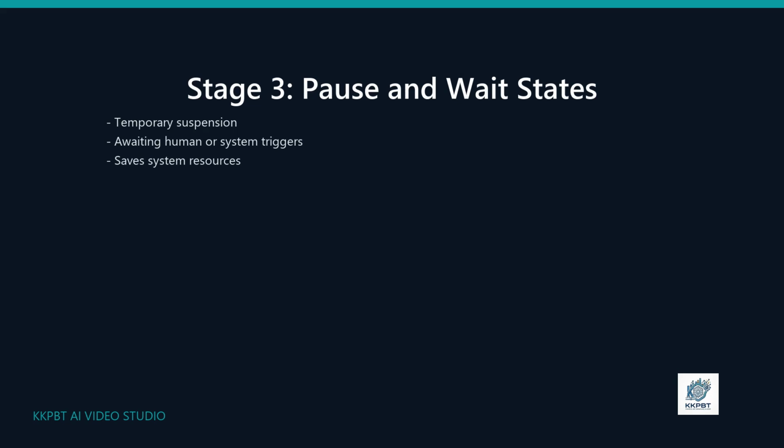That brings us to pause and wait states. If the agent needs human approval or is waiting for external data, it pauses safely to save system resources and wait for a signal to continue.